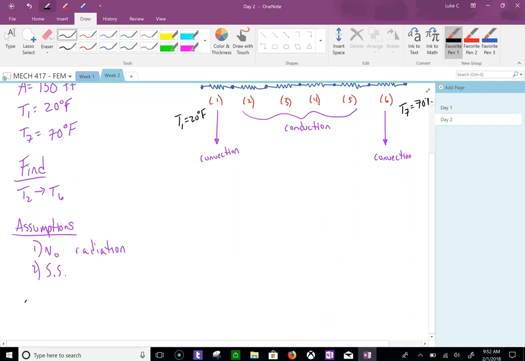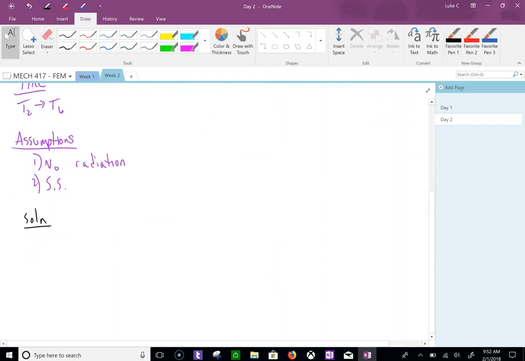All right. So here's the solution. We're going to do this two different ways. The first way is we're going to develop equations for each element with the heat transfer, okay? And then I'm going to show you the other FEM way that's easier with the stiffness, okay? Questions so far? Okay, so let's assume a solution for conduction and convection.